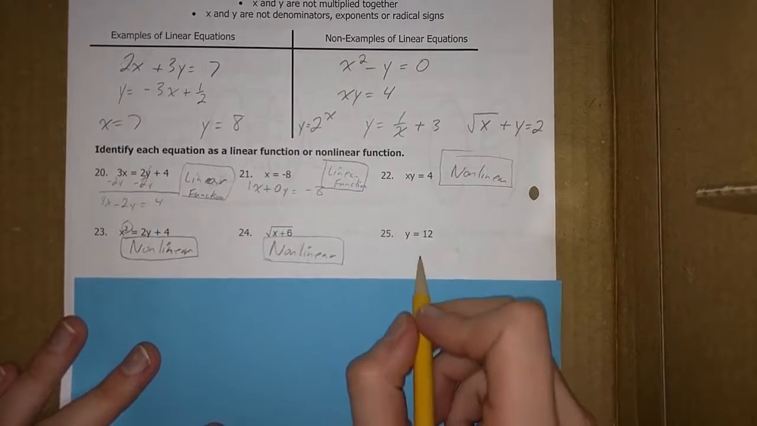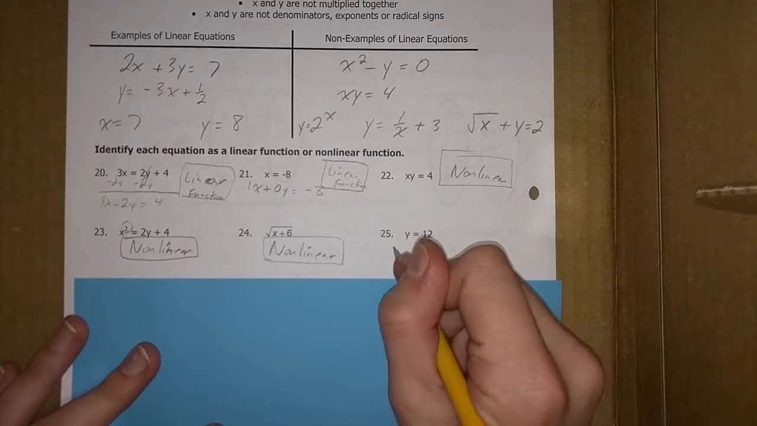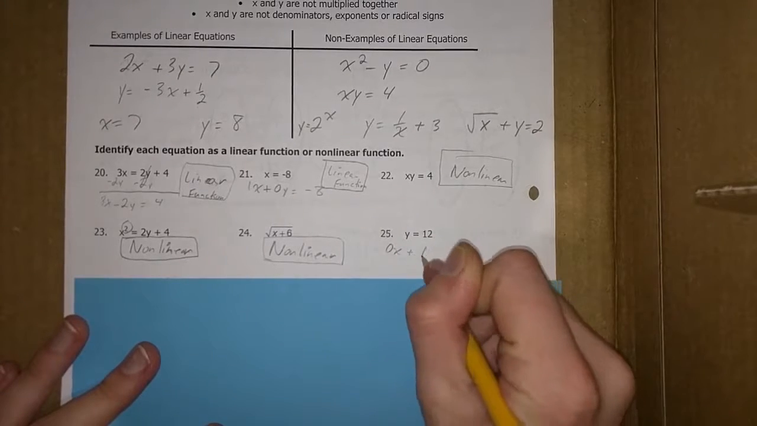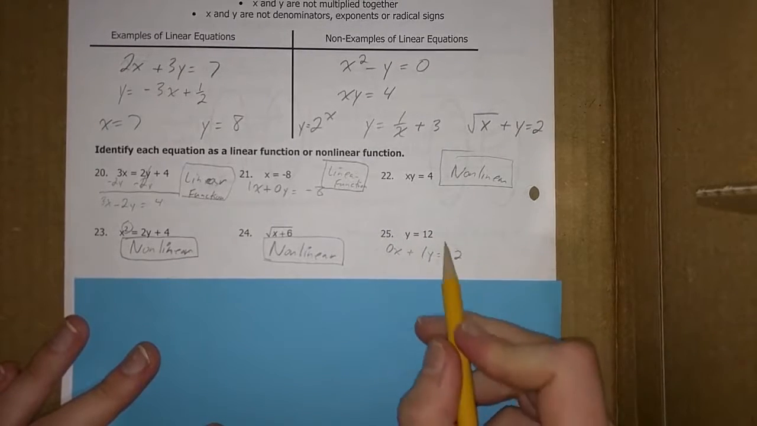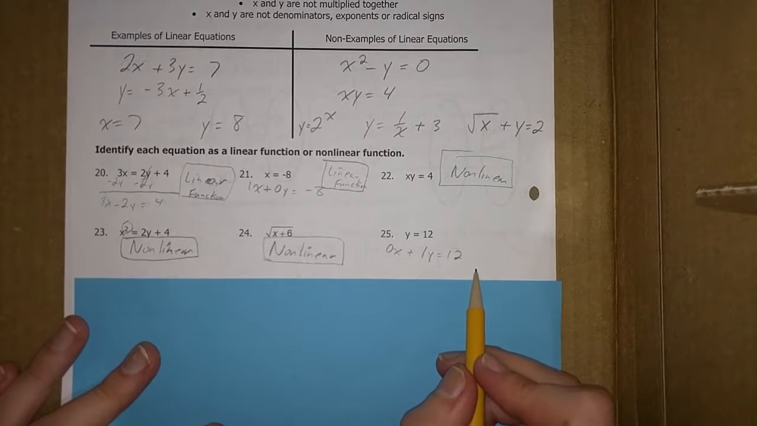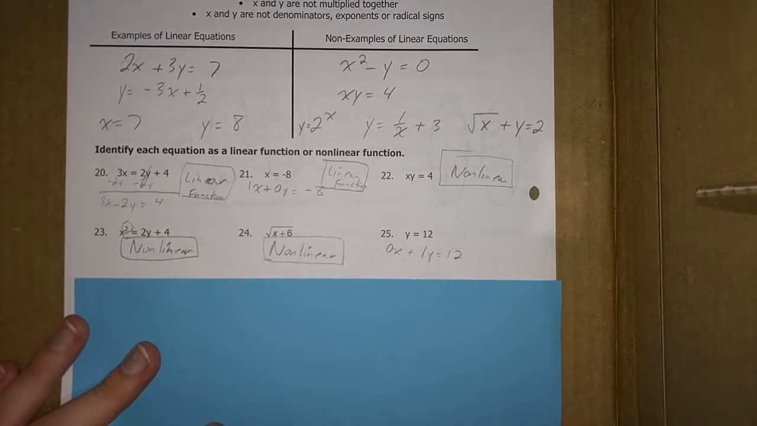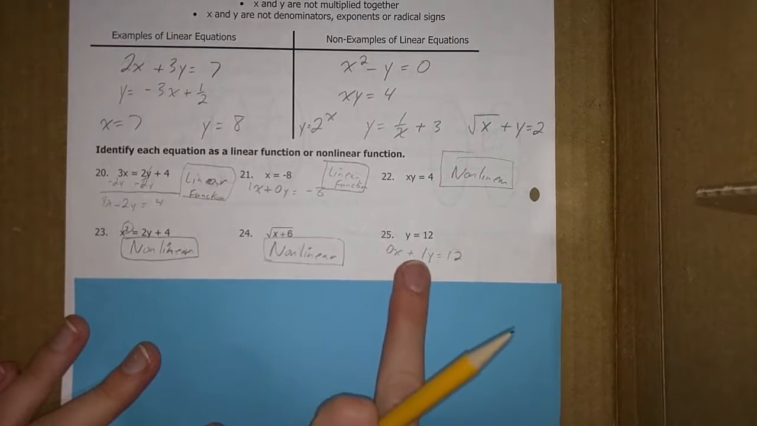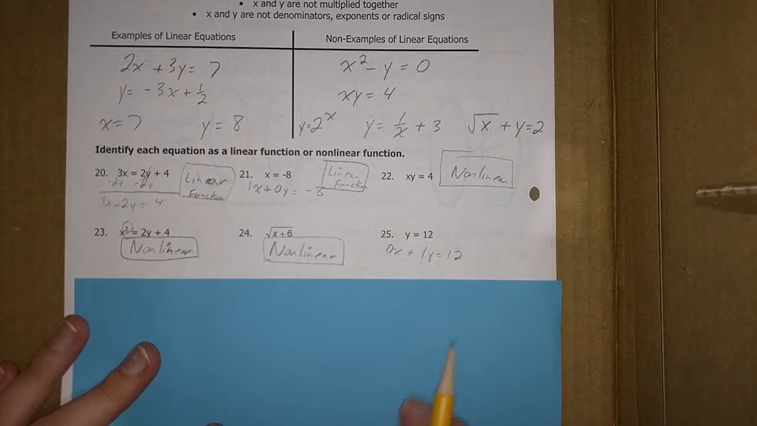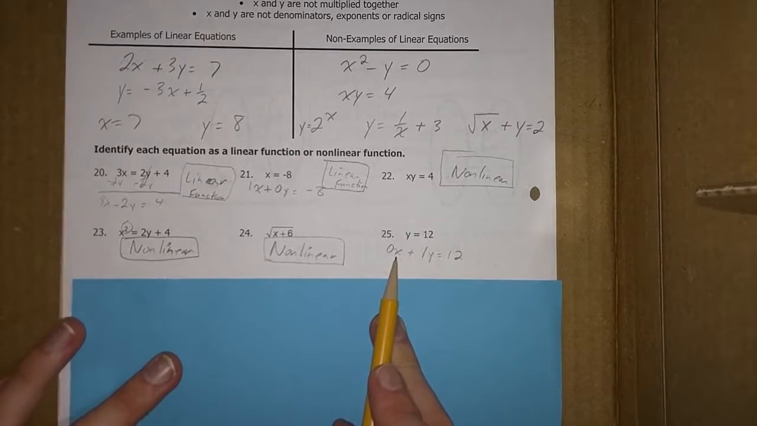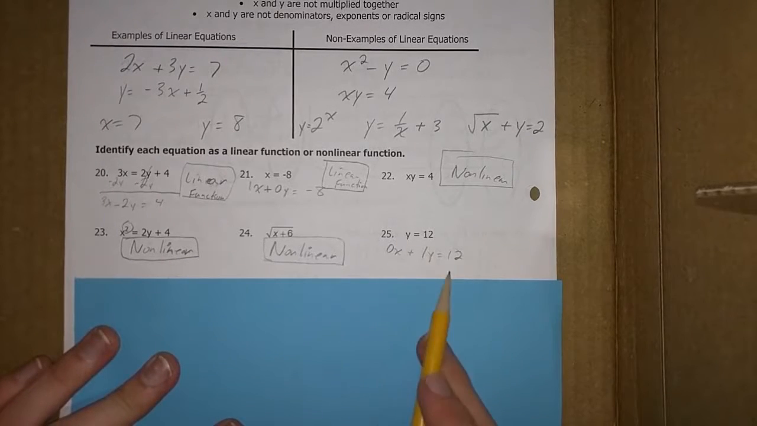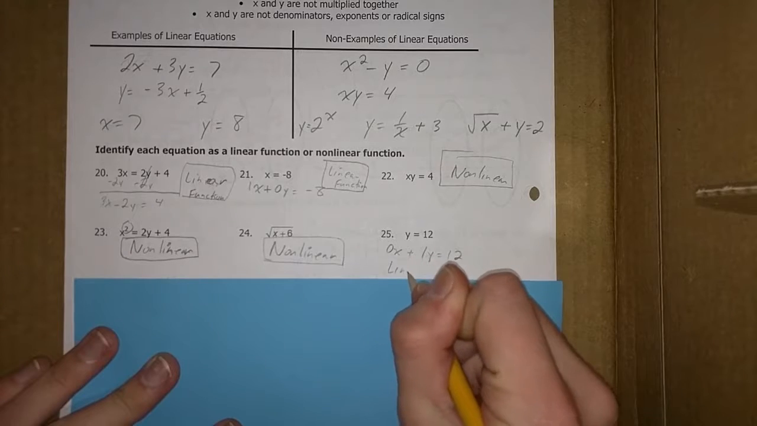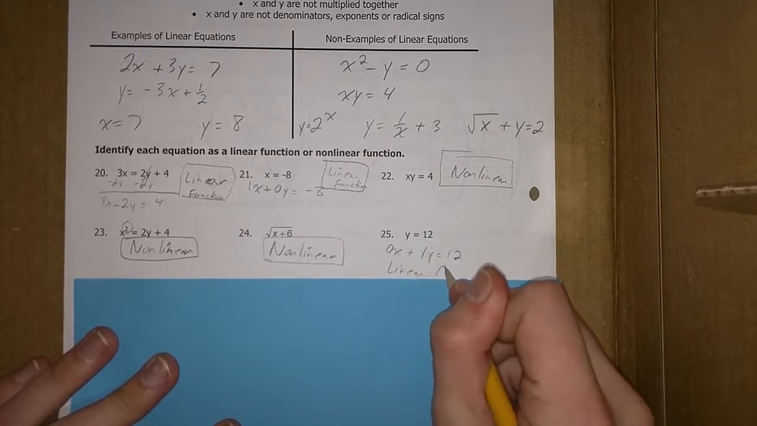So I'm going to pull the same trick I pulled over here. 0x plus 1y equals 12. Do you agree these two are the exact same equation? You ought to be able to convince yourself of that. 0 times anything is like it's not there. 1 times anything is the same as just having a y. So you should be able to convince yourself that these are the exact same equation, and this now looks like our standard form. So this one is a linear function.